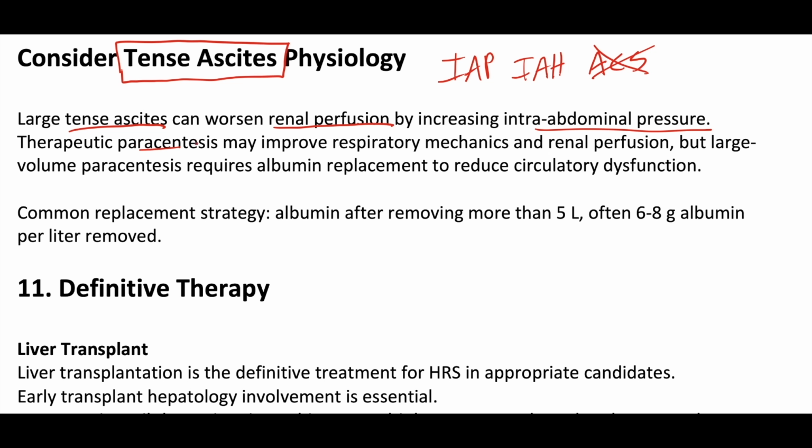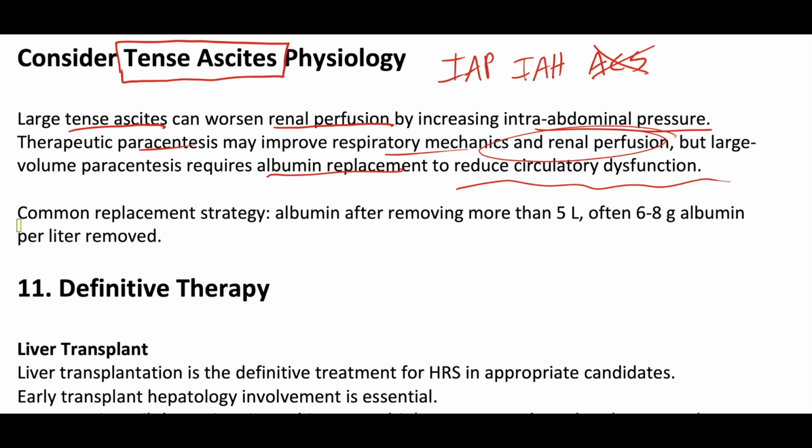So sometimes paracentesis may improve not just respiratory mechanics, but renal perfusion. But you got to walk that line. If you take a ton of volume off without adequate albumin replacement, you sometimes reduce that circulating volume, and that can worsen renal function. So as with many things with decompensated cirrhosis, you're trying to walk that line, okay? But just note that, right? Someone's got big tense ascites. You might need to remove some of that fluid to try to relieve that intra-abdominal pressure and help renal perfusion.